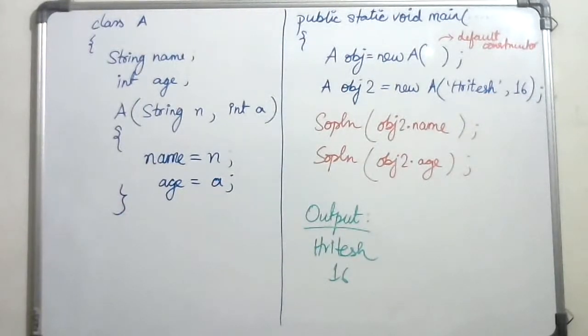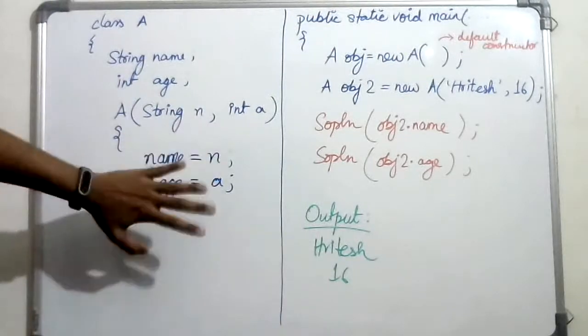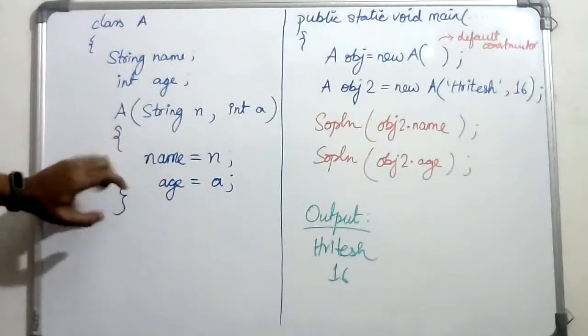So if the default constructor is called, we get default values. If a parameterized constructor is called, we get the arguments that have been passed to the parameterized constructor. As you can see, we had passed two arguments. These two arguments were initialized to the variables.